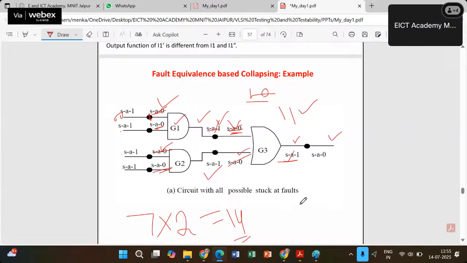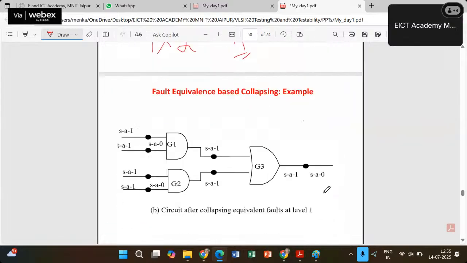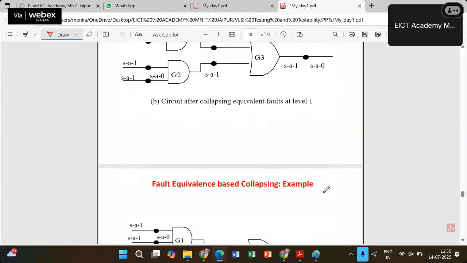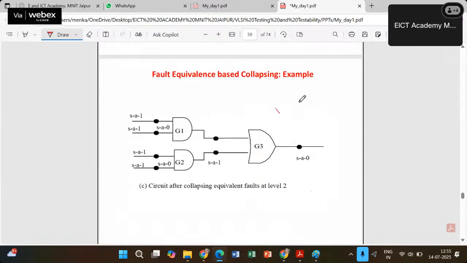So I have reduced 6 faults. So now the number of faults is reduced: 14 minus 6 is equal to 8. So just because of equivalence based collapsing, I have reduced the faults to 8. Now, let us consider fault equivalence based collapsing. This is the circuit after fault equivalence based collapsing.